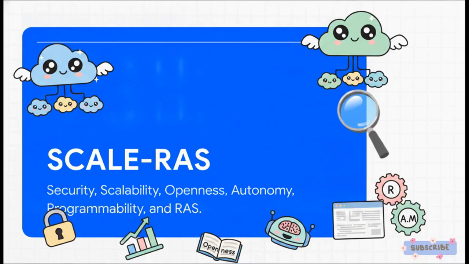Question 2 is a classic. It asks for the architectural pillars of the OpenFog reference architecture. The absolute easiest way to secure these 10 marks is to use a simple memory hook. SCALE-RoS. That stands for security, scalability, openness, autonomy, programmability, and RAS, which is reliability, availability, and maintainability. Literally just write that acronym down right now and you won't forget it.